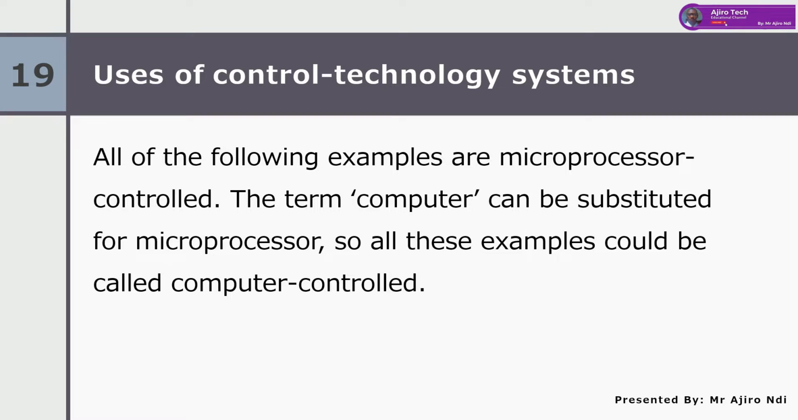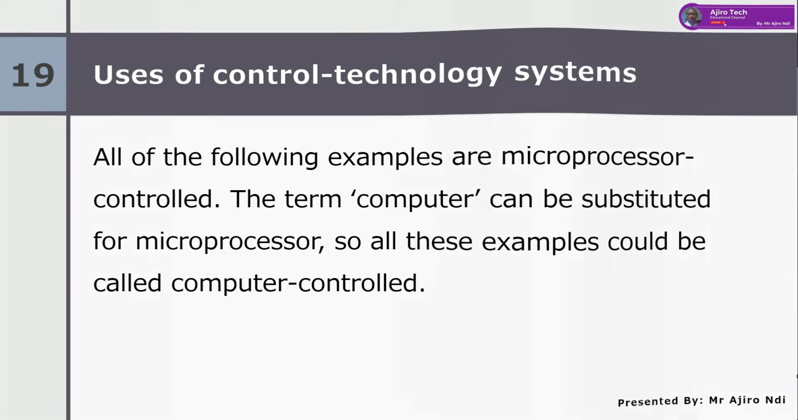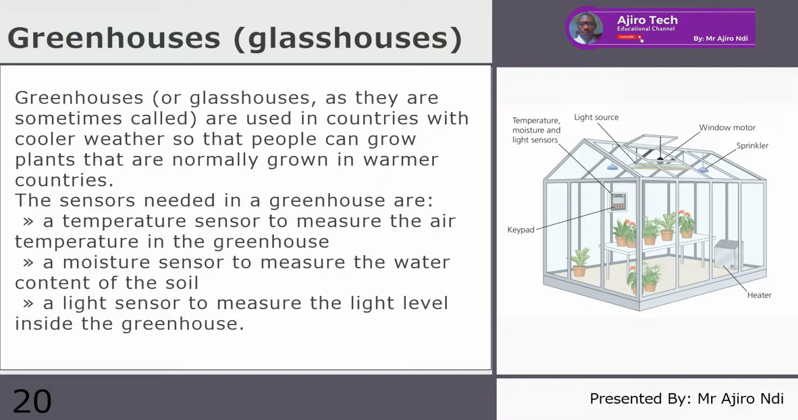Uses of control technology systems. Here, all the following examples are microprocessor controlled. The term computer can be substituted for microprocessor, so all these examples could be called computer controlled. Greenhouses, or glass houses.